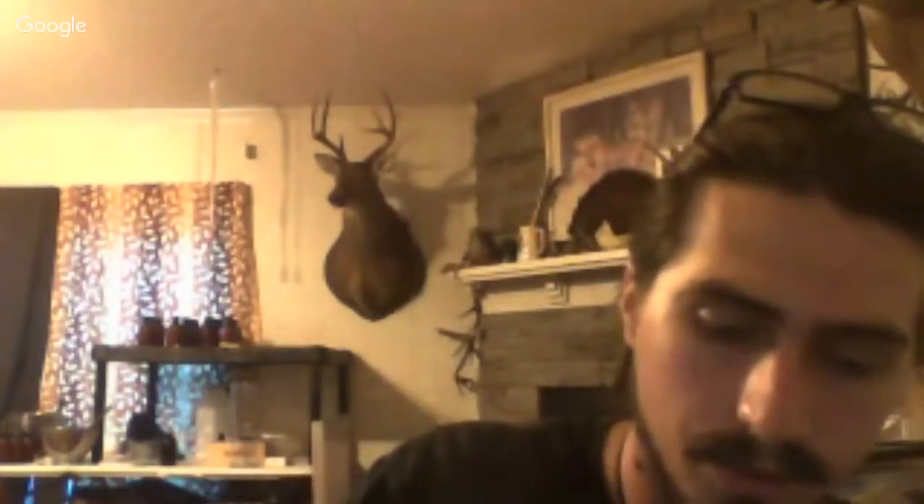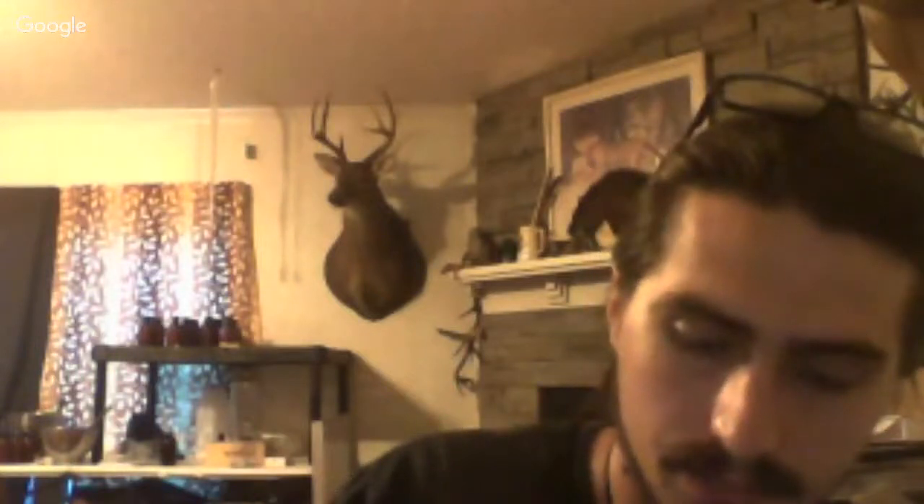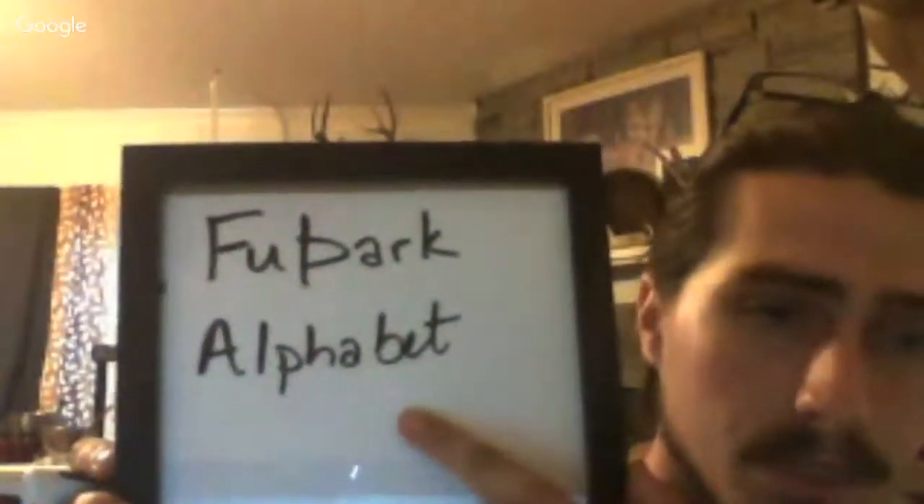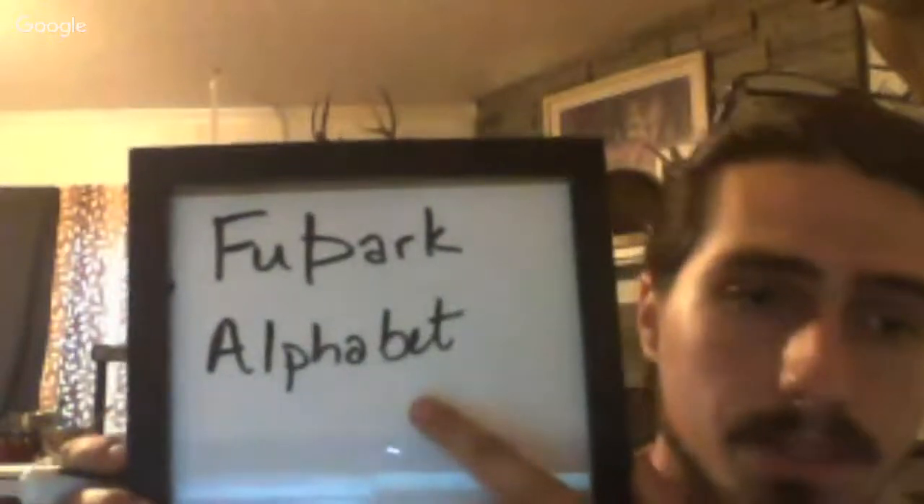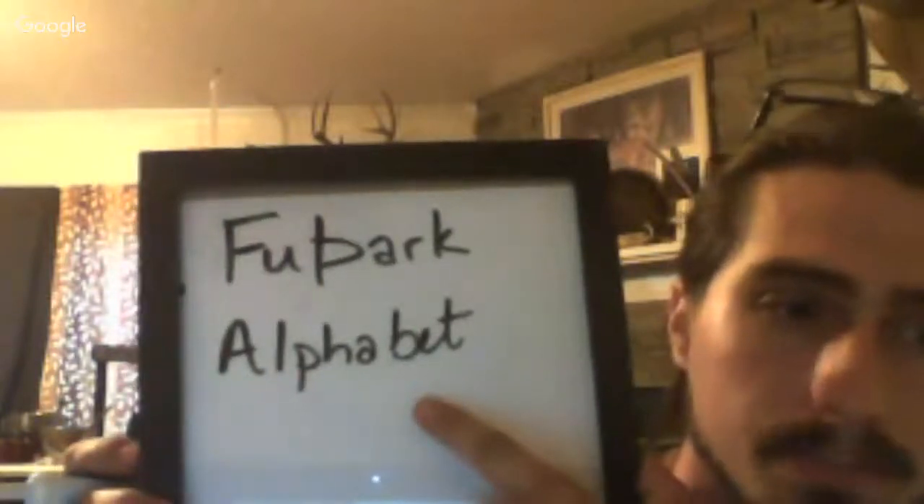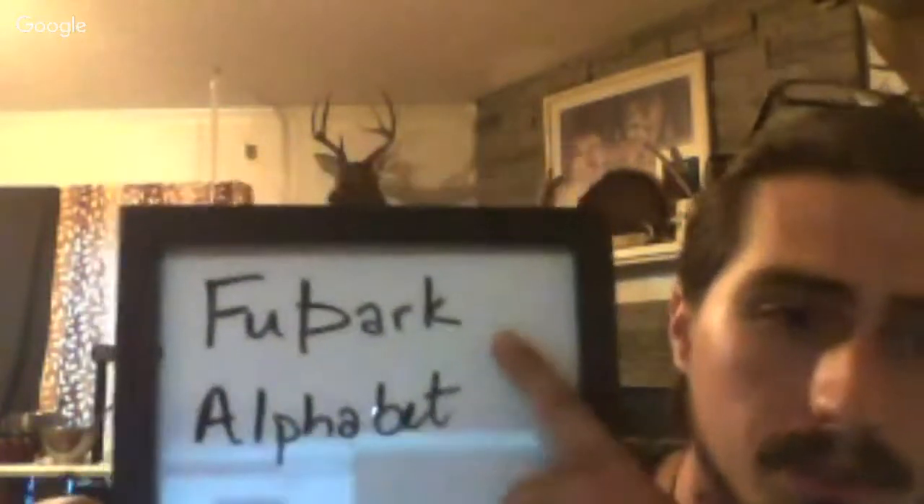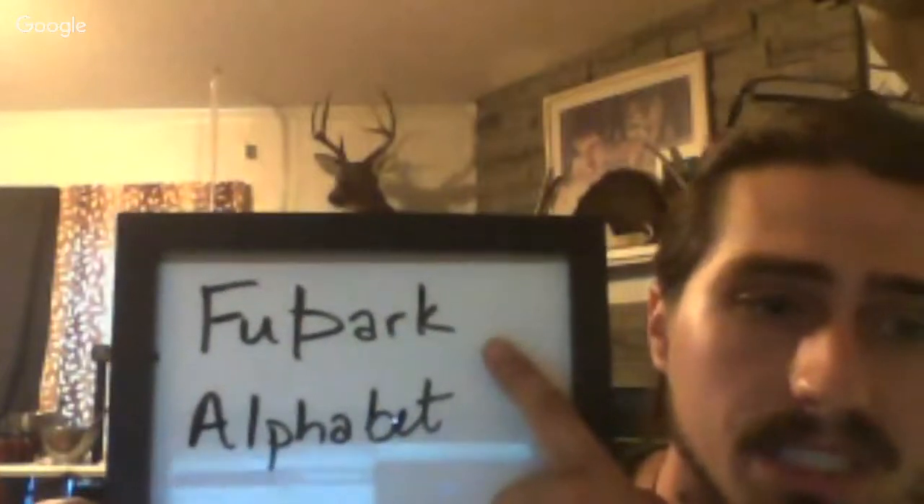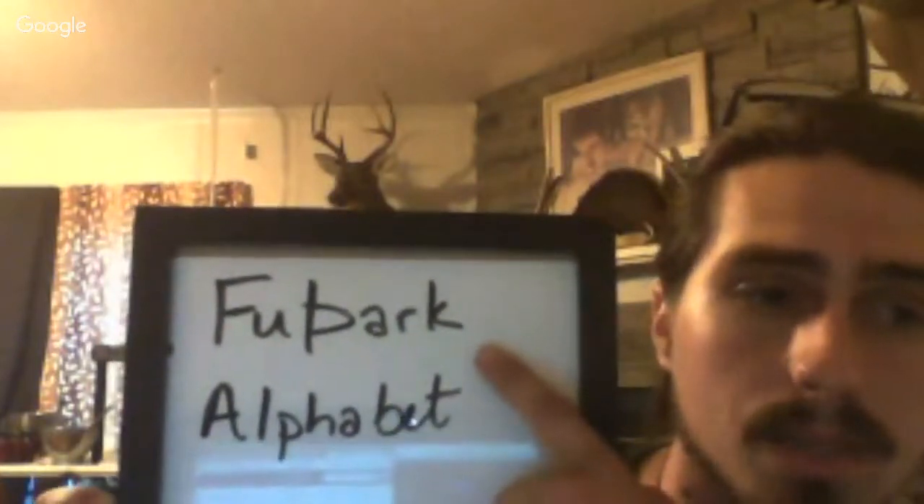Oh, and I needed to explain Futhark. And the best way I know how to do that is to also explain a word that you use pretty often, because it's the exact same. Alphabet is literally based off of the first two letters of the Greek alphabet, literally alpha, beta. Futhark is based off of the first 6 letters of the runic alphabet.